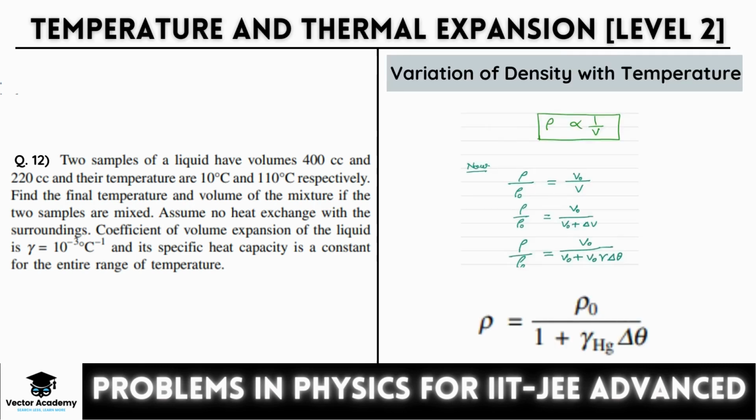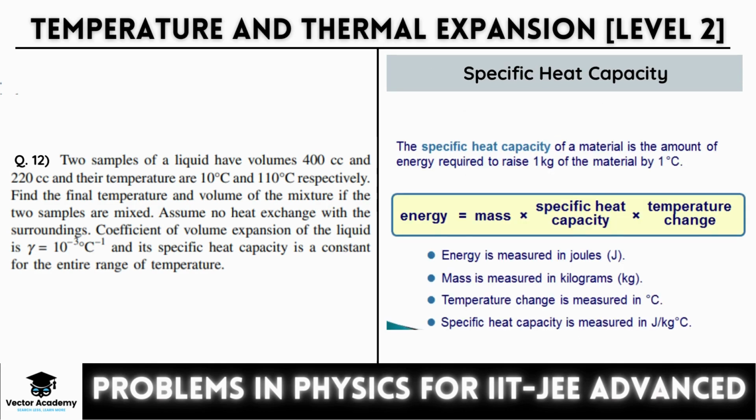Variation of density with temperature. Final density ρ equals initial density ρ0 divided by 1 plus coefficient of volume expansion gamma into change in temperature delta theta. Specific heat capacity. The specific heat capacity of a material is the amount of energy required to raise 1 kg of the material by 1 degree Celsius.